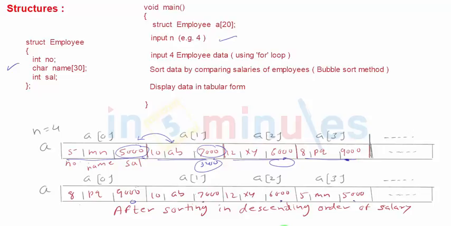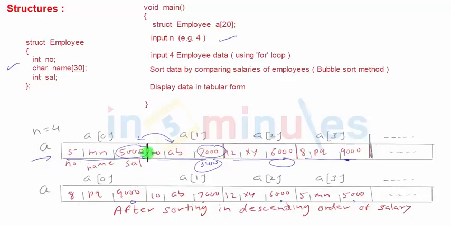I hope we understood the complete working of the program. First we'll define a structure, our own structure employee. Then we'll define an array of size 20. Then we'll input the value for the number of employees to be processed, that is n. Then those many n employees will be input using a for loop, that is, data will be input to the array.